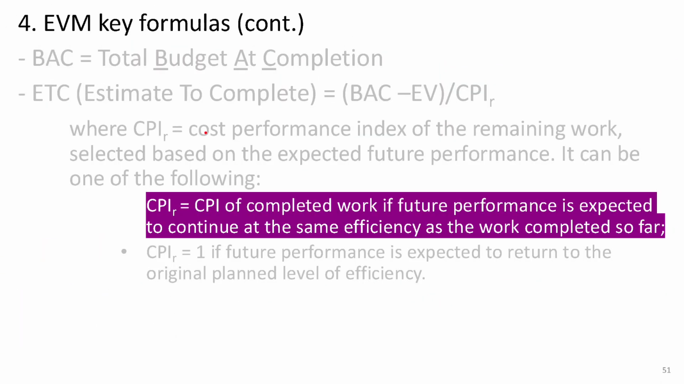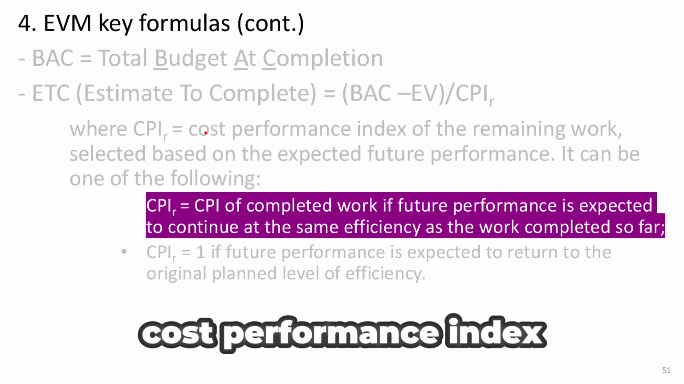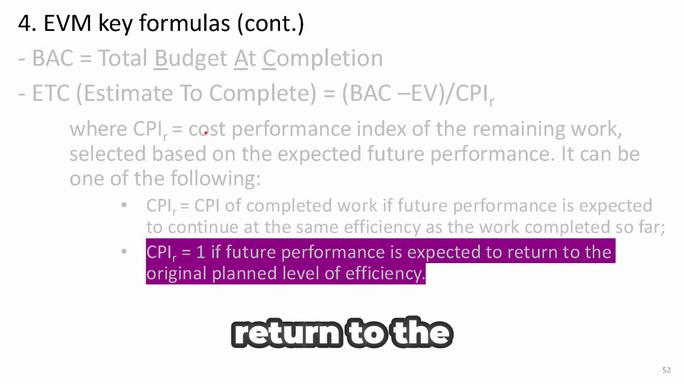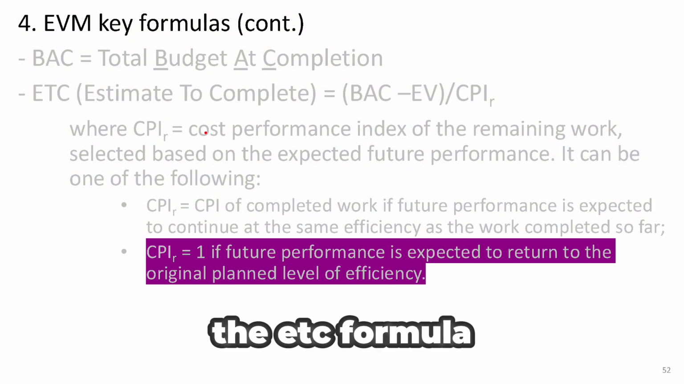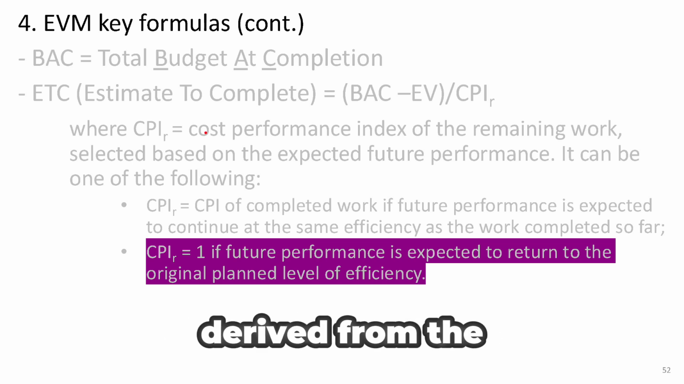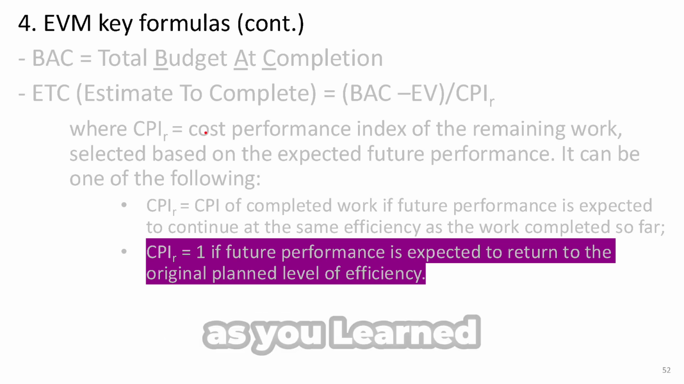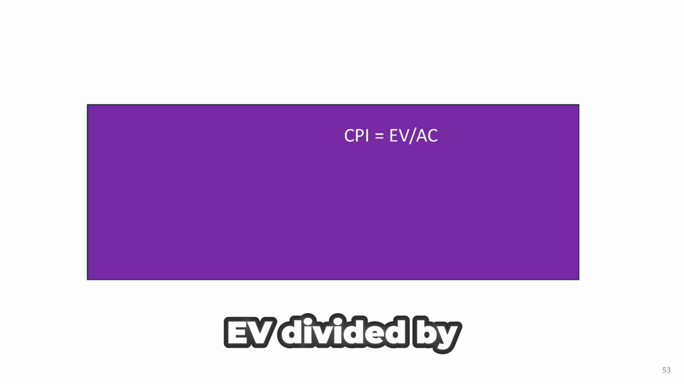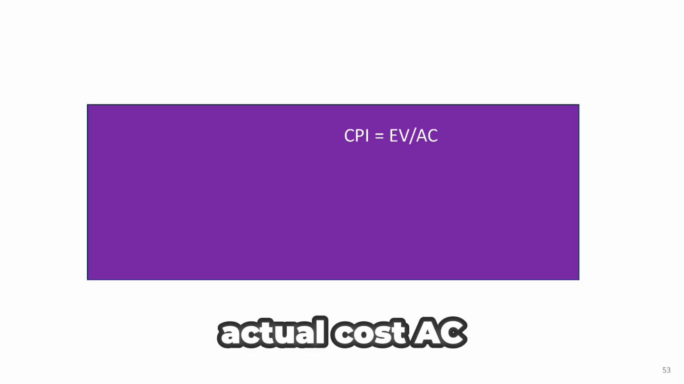If you think the project will continue performing at the same efficiency as it has so far, then use the cost performance index of the completed work. If you expect the performance to return to the original planned level, then set CPIR to 1. The ETC formula above is essentially derived from the CPI formula. As you learned earlier, CPI is calculated as earned value, EV, divided by actual cost, AC.